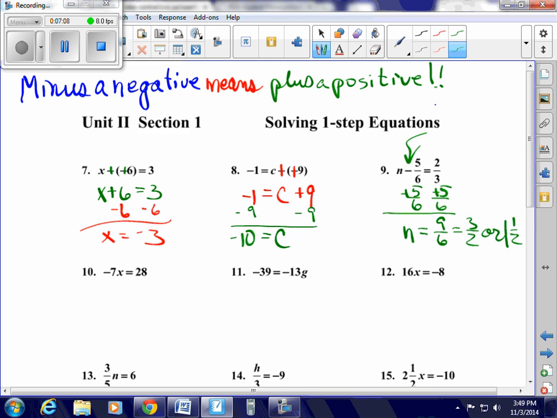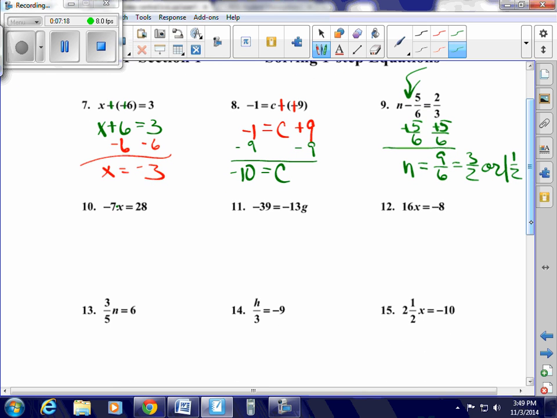Number 10. Now things change here a little bit because now I'm canceling out times. This is negative 7 times x. What will cancel out times? Well, it's divide. Show me divide by putting just a fraction bar on both sides. Now think about what's going to happen when I put a negative 7 underneath. Negative 7 divided by negative 7 is positive 1. So negative 7x divided by negative 7 is positive 1x. Well, we're going to do the same thing to the other side of the equal sign and get negative 4.